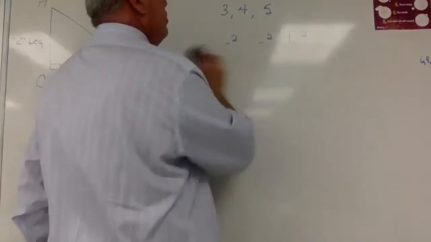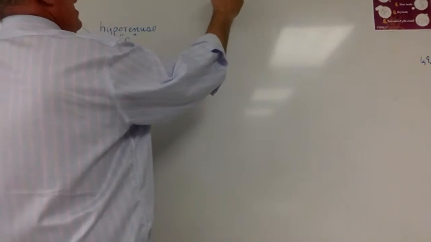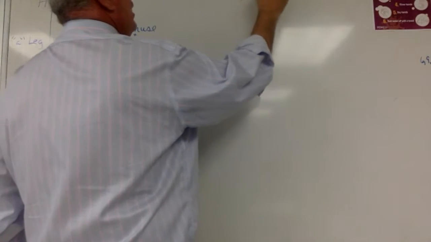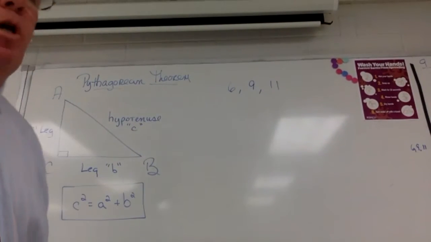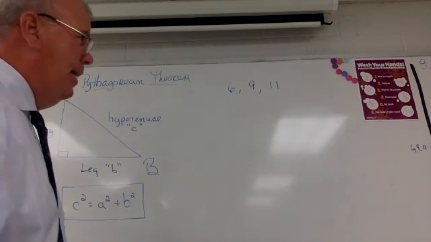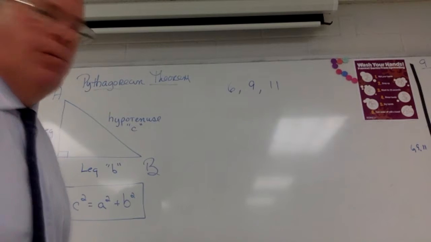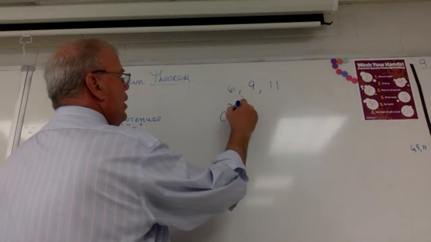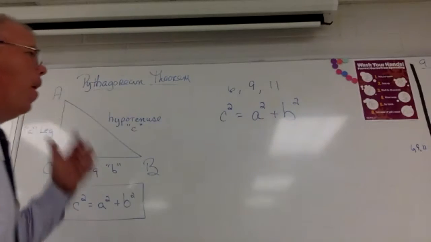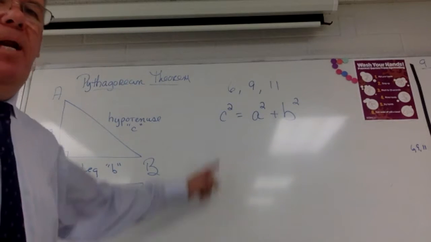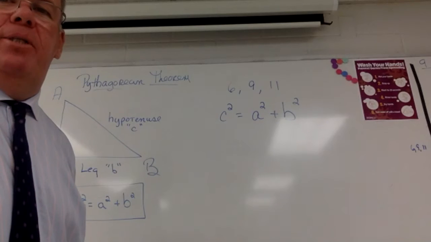Let's try another one. Instead of 3, 4, and 5, let's try 6, 9, and 11. If I said to you, are those the sides of a right triangle? If they are the sides of a right triangle, what would have to be true? They would have to work, right? All righty. Which of those three sides has to be C?